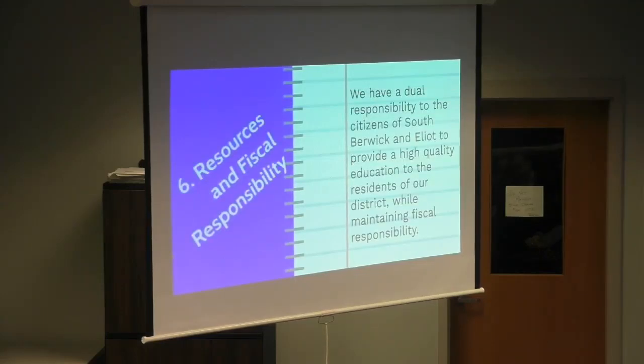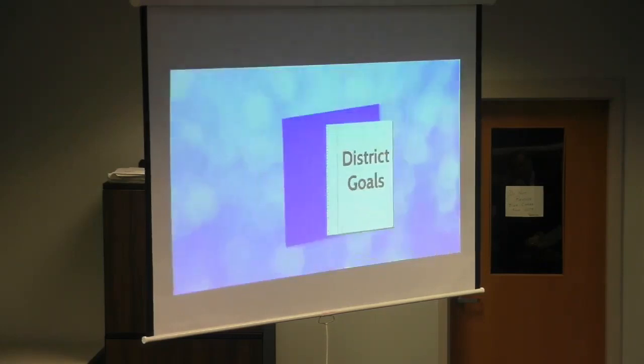And so, resources and fiscal responsibility. We have a dual responsibility to the citizens of South Berwick and Elliott to provide a high quality education to the residents of our district while maintaining fiscal responsibility. And so that's really one of those overlapping things we've talked about a lot. It's a balancing act at times.